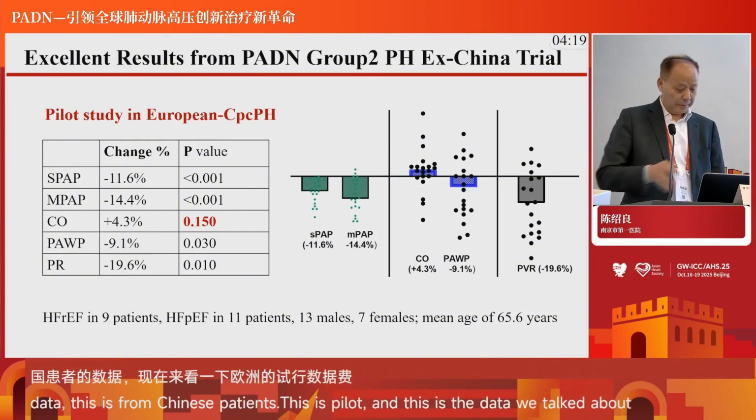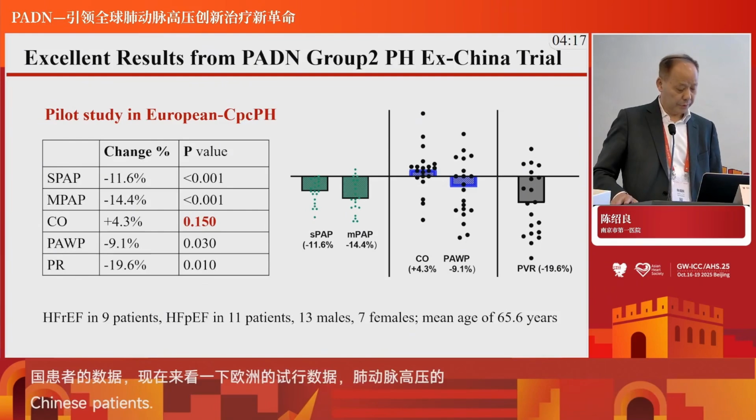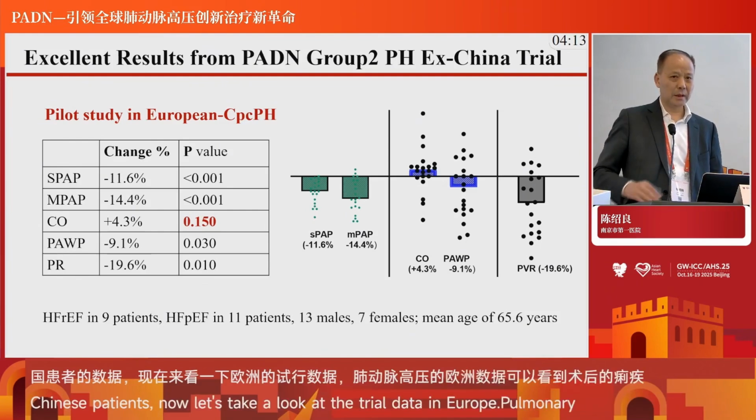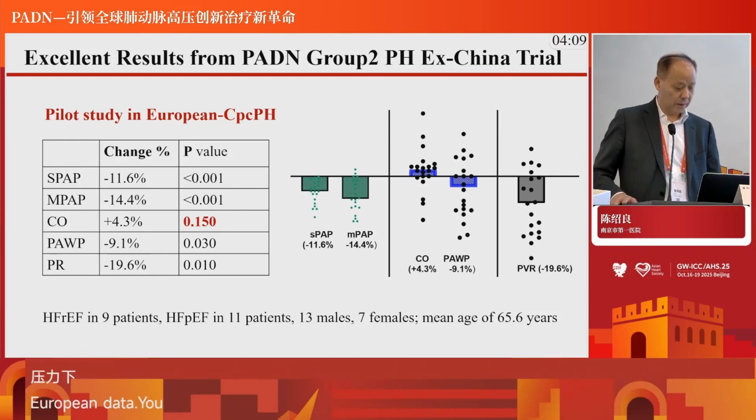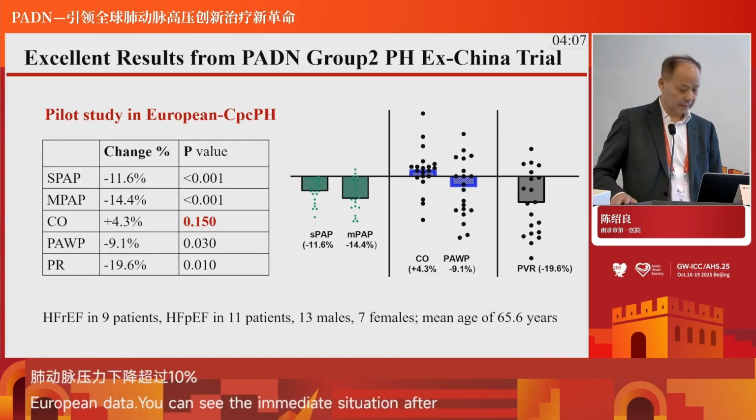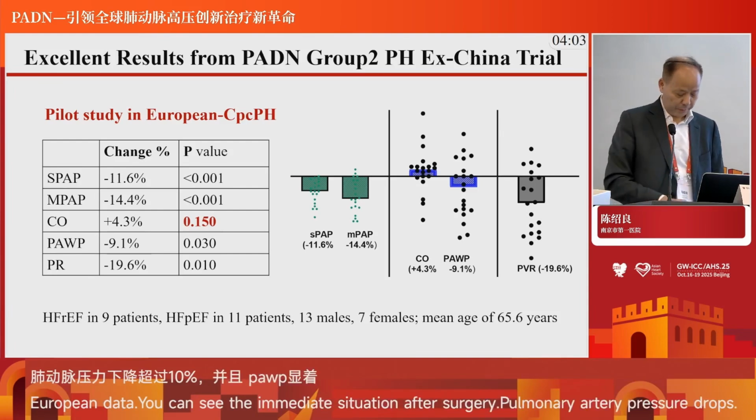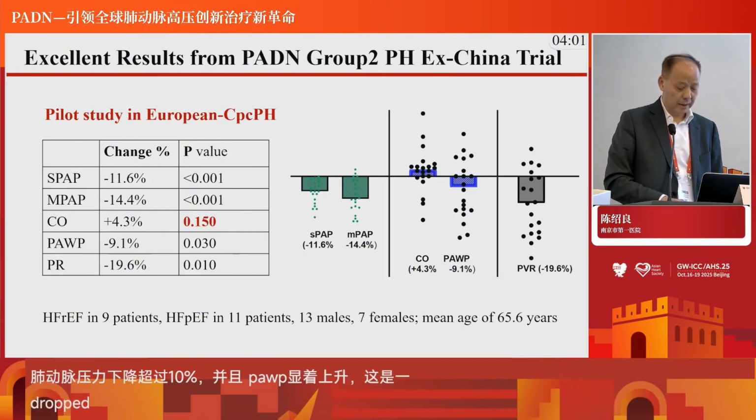From the table, you can see immediately after the procedure, the pulmonary arterial pressure decreased by greater than 10% with a significant increase in PAWP. I think this is very, very important, and very consistent with our previous data. Finally, PVR decreased by 19.6%.